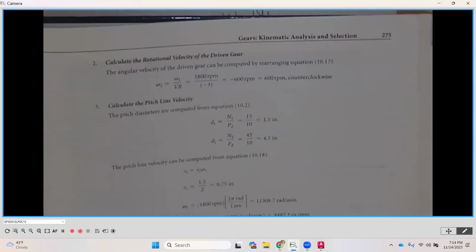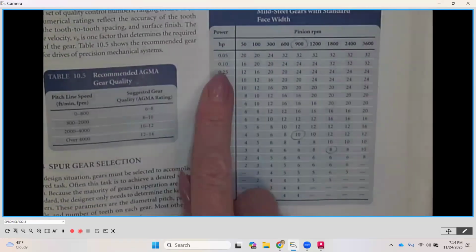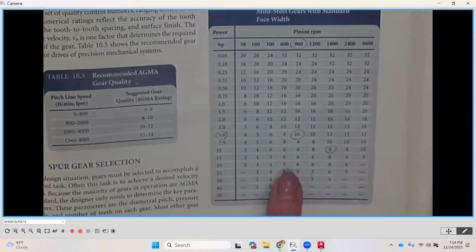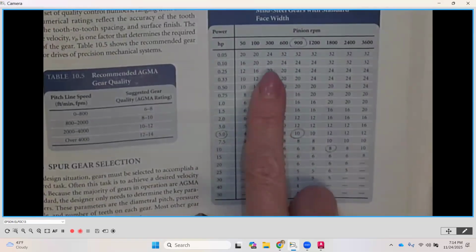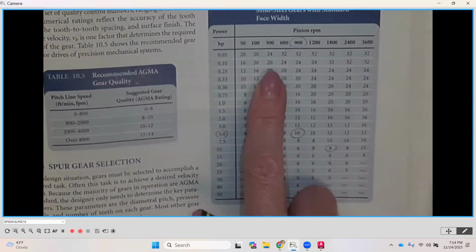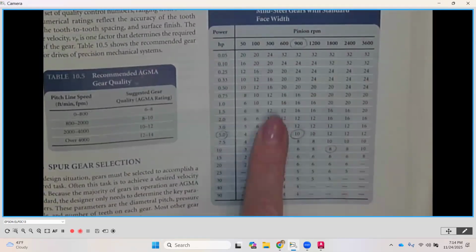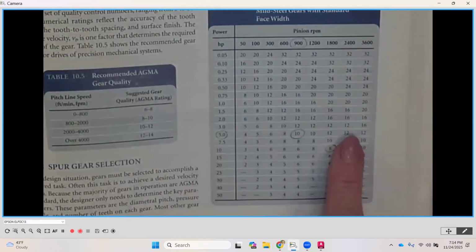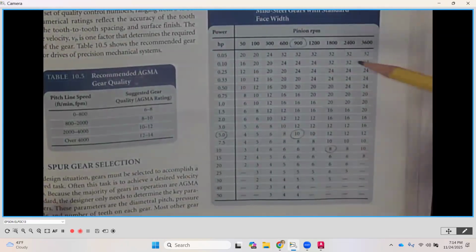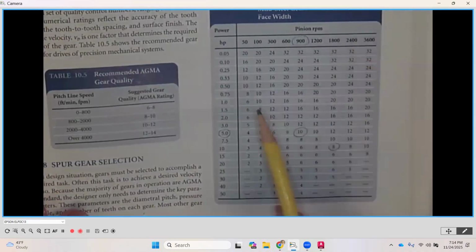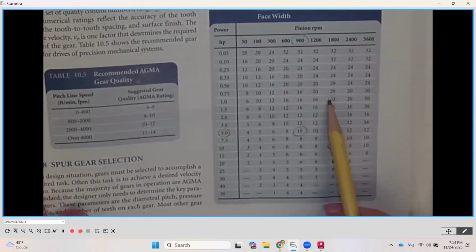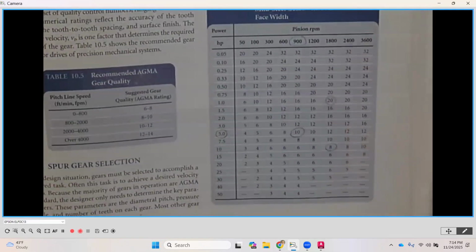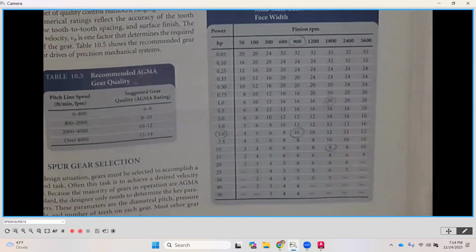So as we work down and we push more horsepower through, notice that our teeth get bigger and bigger and bigger. Up at the top here, they're smaller. And I know that because the diametral pitches are larger numbers. So what we do is we find our pinion RPM and our power, and we put those 2 together. For instance, if we have 1800 RPMs and we're running 1 horsepower through, we would have a diametral pitch of 20. This is a place to start.